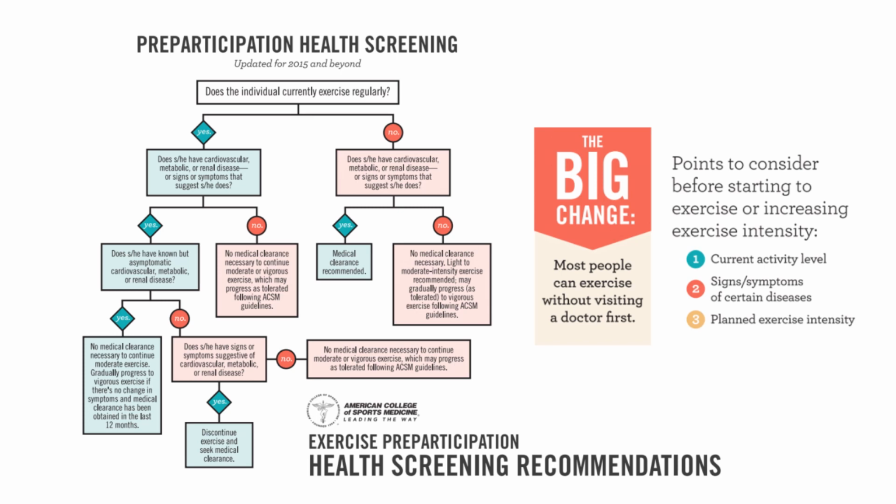The PAR-Q is one, and in front of you, you see the American College of Sports Medicine's pre-participation health screening form. And in this example, it's a really nice flow sheet that takes into account current activity levels, signs and symptoms of certain metabolic, respiratory, and cardiac diseases to guide you to a planned exercise intensity and specific clearance that may be needed. But the big key for this change, which happened in 2015, is that most people can initiate an aerobic exercise program. And aerobic exercise is generally safe for the majority of people.